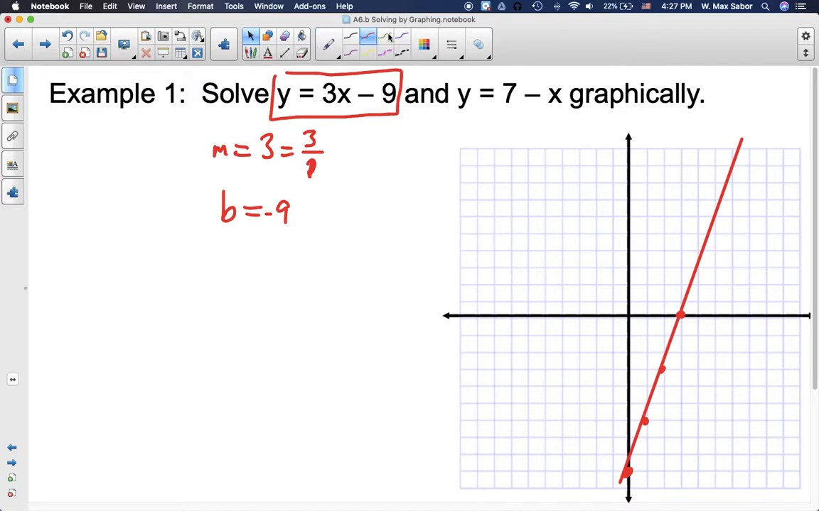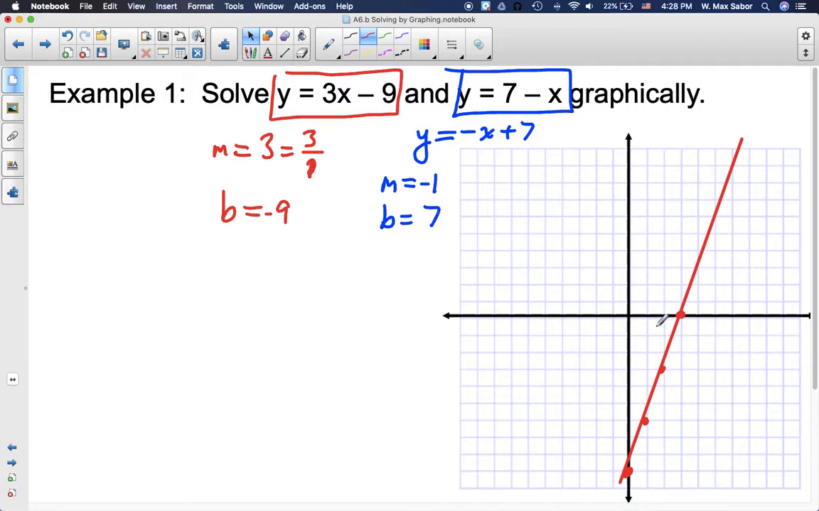The second one, y equals 7 minus x, might be easier to look at as y equals -x plus 7. It has a slope of -1 and a y-intercept of +7. So going up to a y coordinate of 7, that's our y-intercept, and then we'll use our slope of -1 to go down 1, right 1, down 1, right 1, down 1, right 1, down 1, right 1.